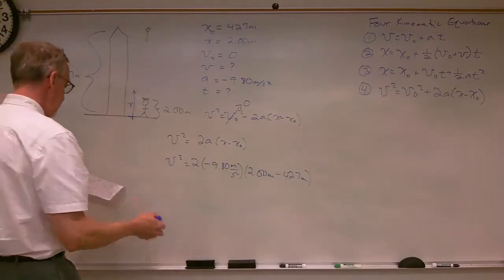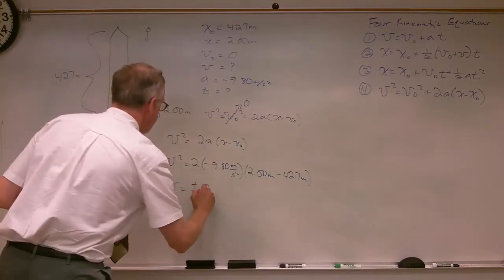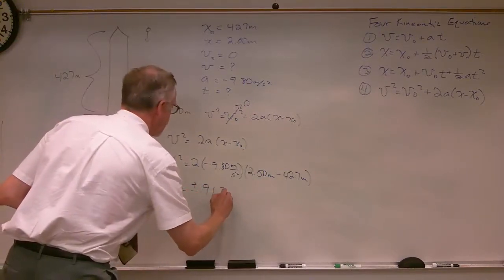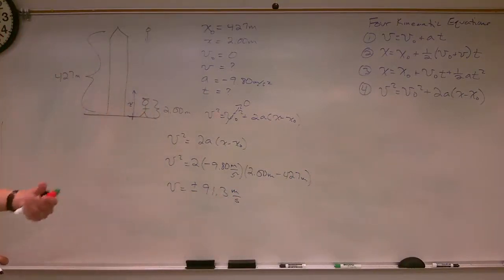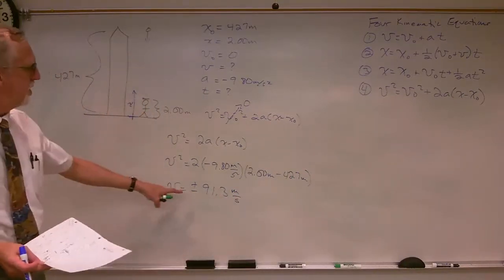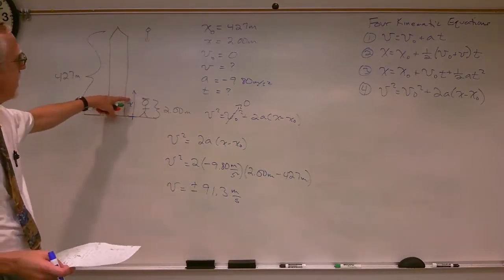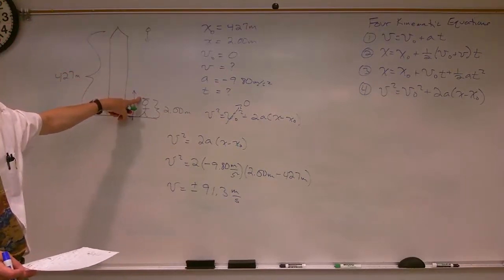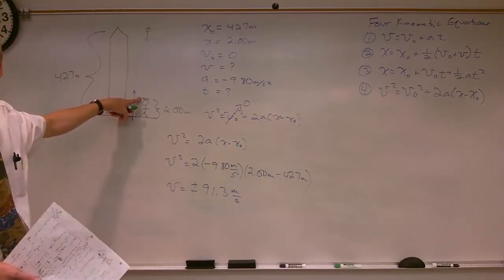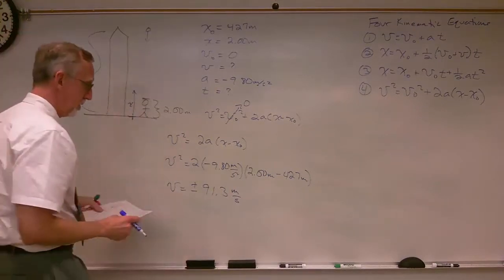What we find is V is equal to plus or minus 91.3 meters per second. We take the square root of a number, it could be positive or negative. Well, which one do we want? Do we want positive or negative? Well, thinking about the problem here, the rock is coming downwards. When it hits the professor on the head, it's going to be moving downward. We actually want the negative answer. We want the answer where the motion is downward.